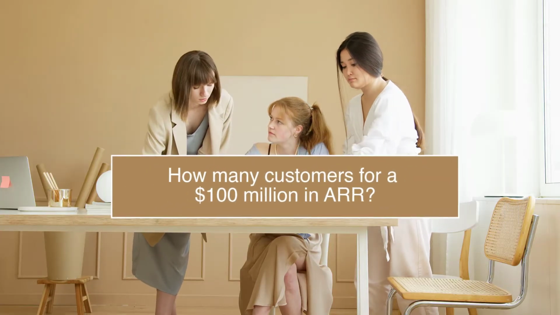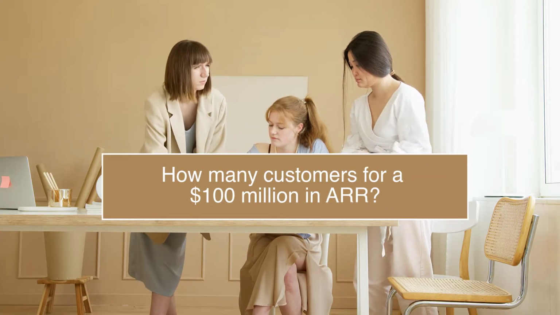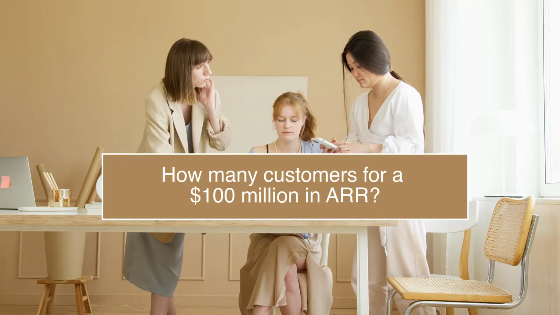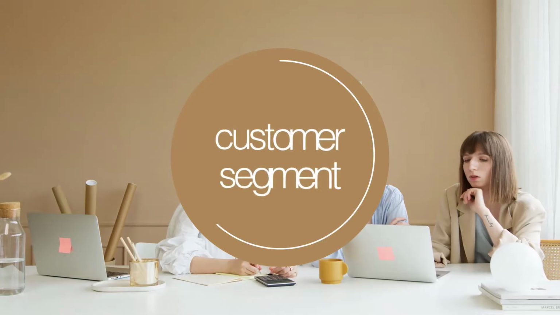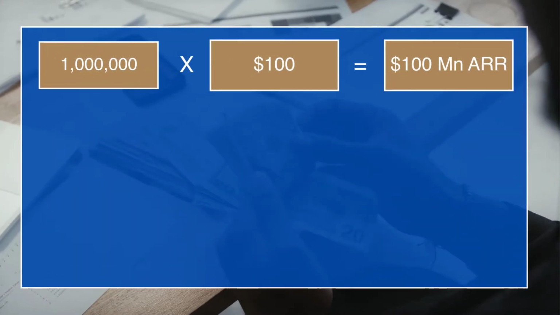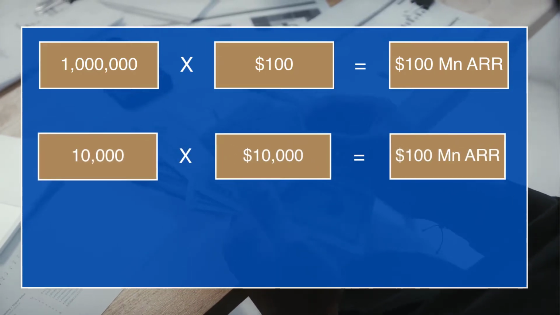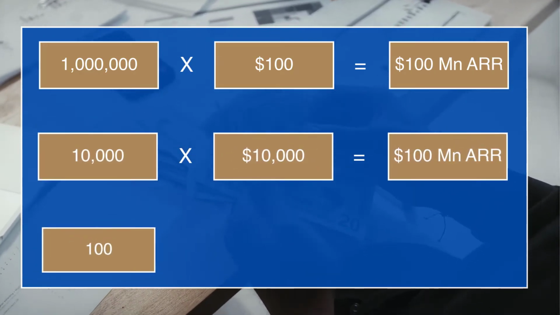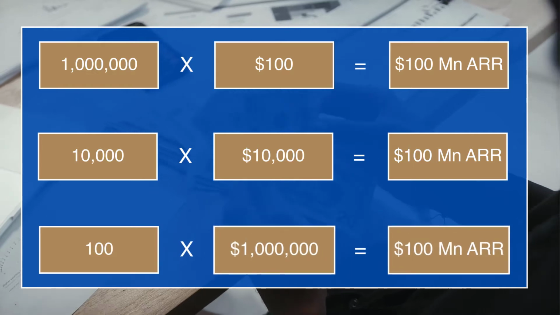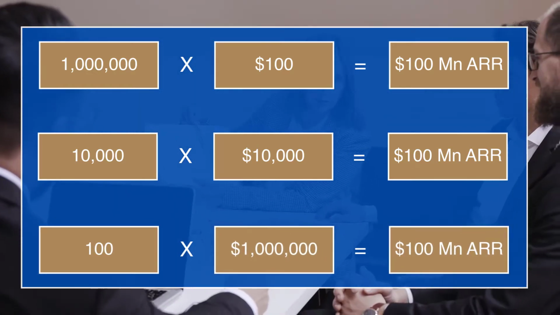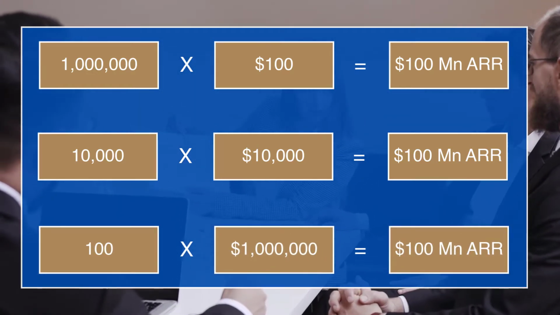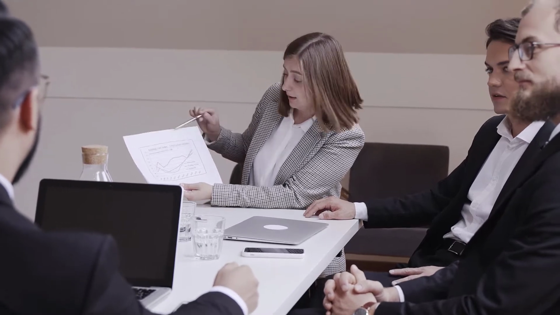How many customers do you need to have $100 million in annual recurring revenue, or ARR? The answer depends on your customer segment. You can have 1 million users paying you $100 per year each, or 10,000 users paying you $10,000 per year each, or 100 users paying you $1 million per year each. So you got the math to generate $100 million ARR. In this video, we are going to use simple math to explain this, with examples of popular companies.